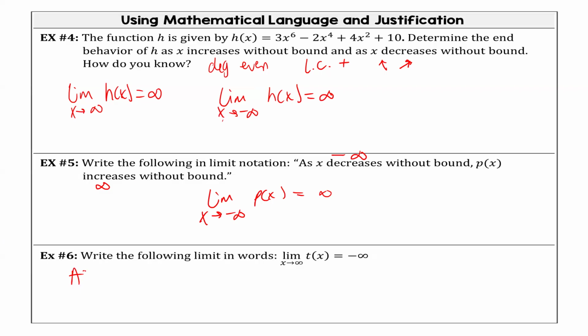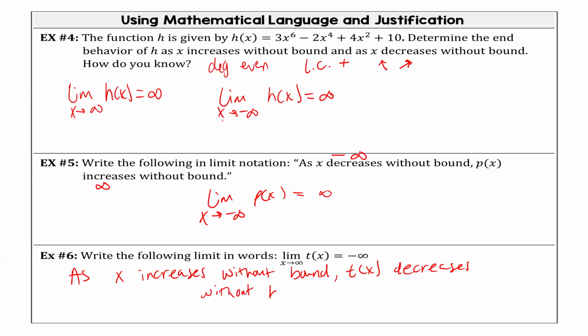So as Oscar said, as x increases, because x is going towards positive infinity without bound, what is happening to t of x? T of x decreases without bound. Yes. All right, but we're good? Okay, that's 1B.6.